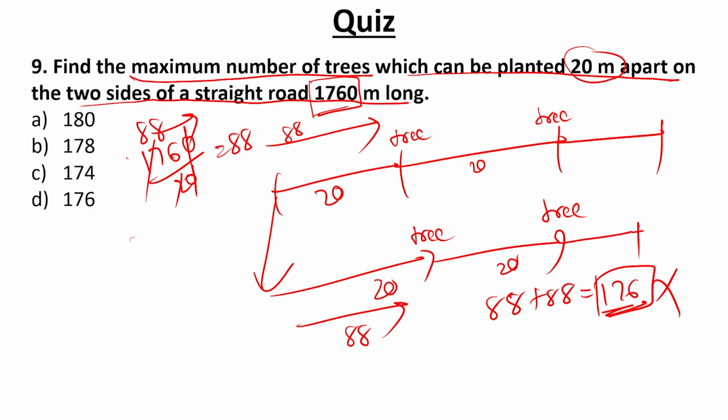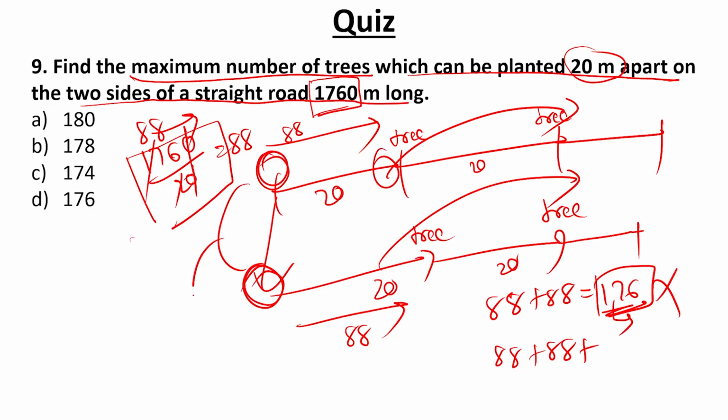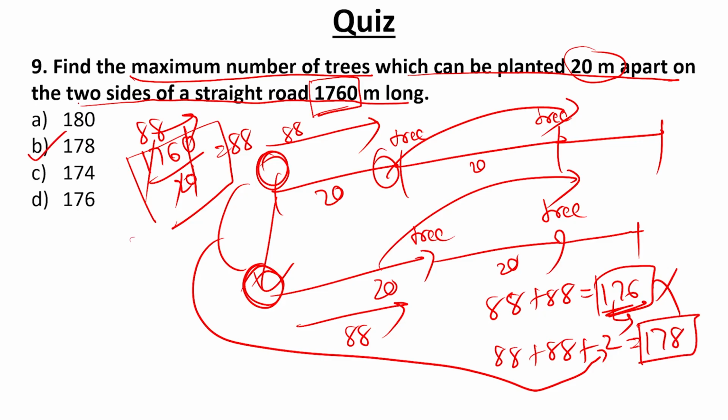The reason is that when we are doing this calculation, we are skipping the first two trees. From here only, the tree count starts. That led to leaving two trees behind. So that's the reason why the answer here is not correct. The correct answer is 88 plus 88 plus the two trees that were left behind, which gives 178. The correct answer is 178. I hope you all understand this.